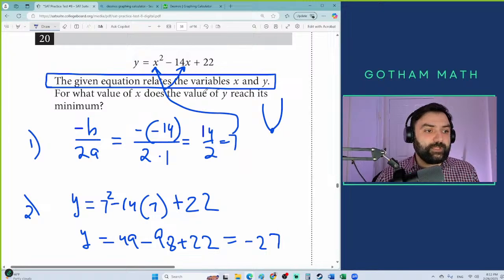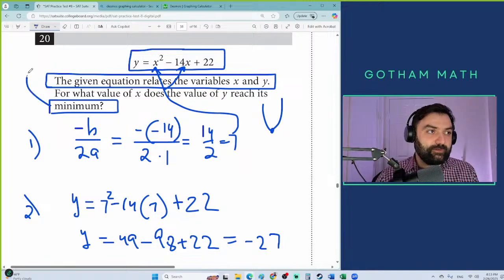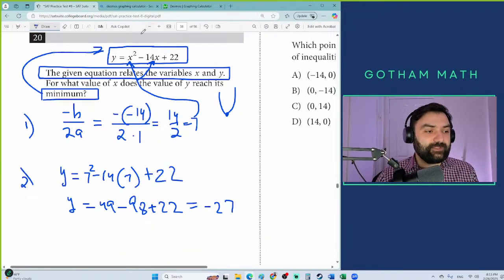Now, this is not an IQ question. This is a theory question. Even if you don't know what to do, you would probably put it in a graphing calculator and understand what minimum is. And minimum in a quadratic function is the vertex. This is it. Okay, let's not waste time. Let's just move on.